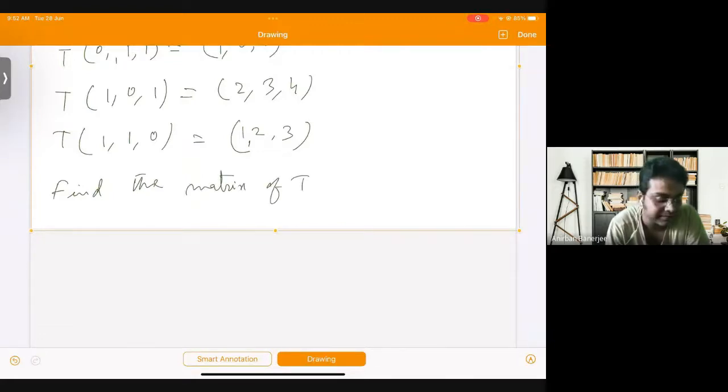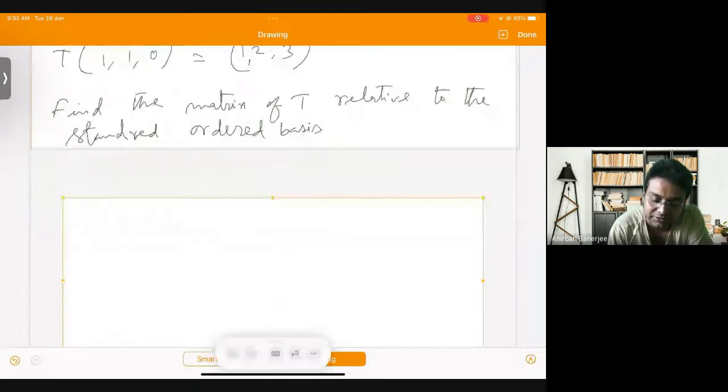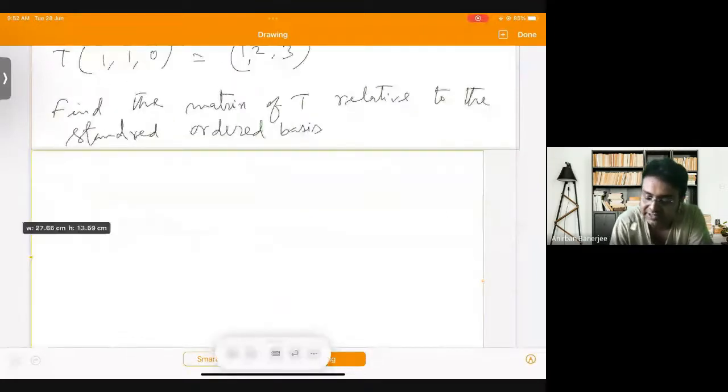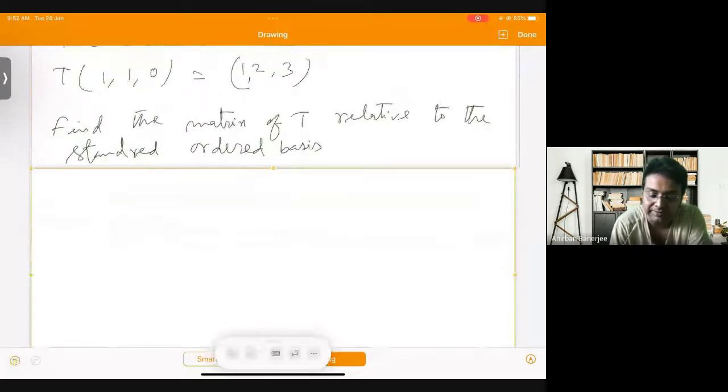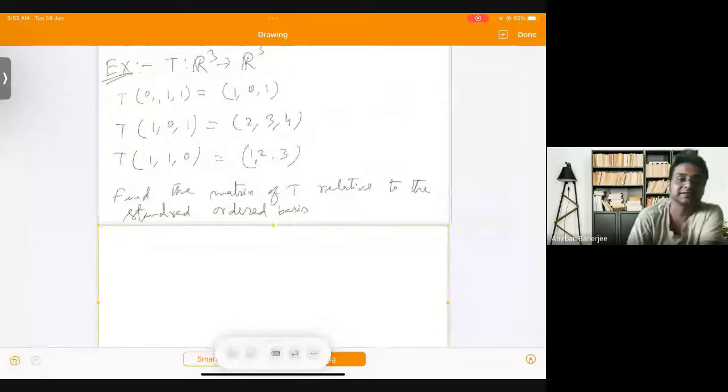Matrix of T relative to the standard ordered basis. So that means we have to figure out what will be the matrix when the linear transformation is applied. On the left hand side, we take the standard basis. Right hand side also, we take the standard basis.